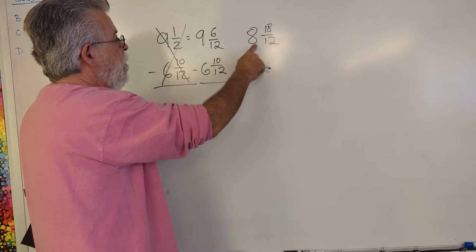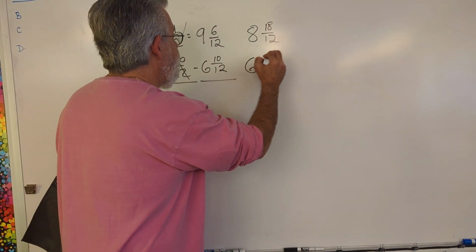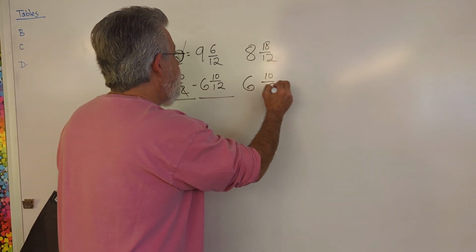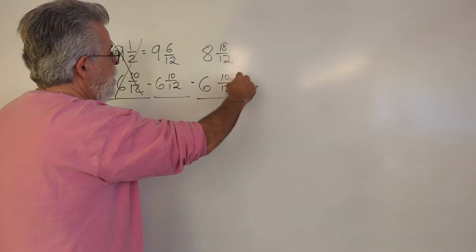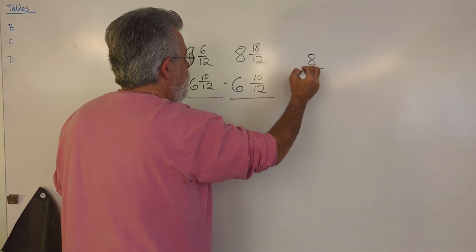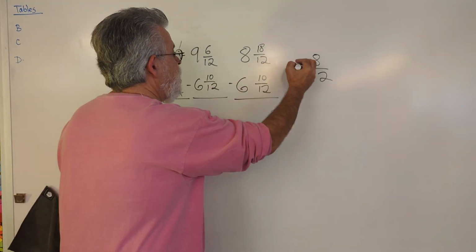These two are the same amount. I just had to rename the number so I can work with it. Now over here, I'm going to write my 6 and 10 twelfths, and now I can subtract them. I can take 18 minus 10 is 8, and then the denominator stays the same as I mentioned earlier, and then 8 take away 6 is 2.